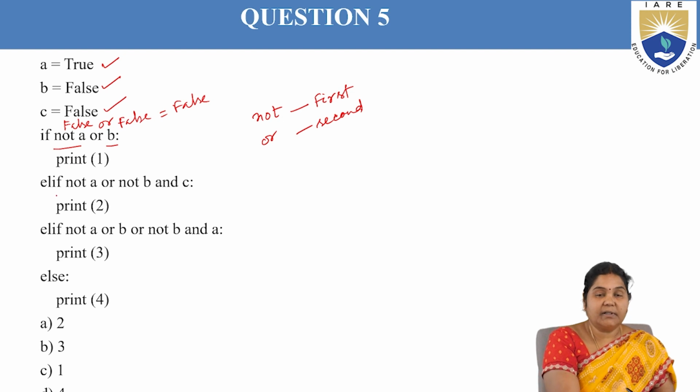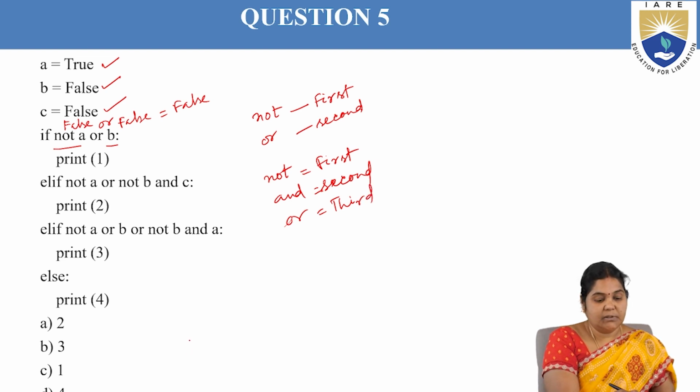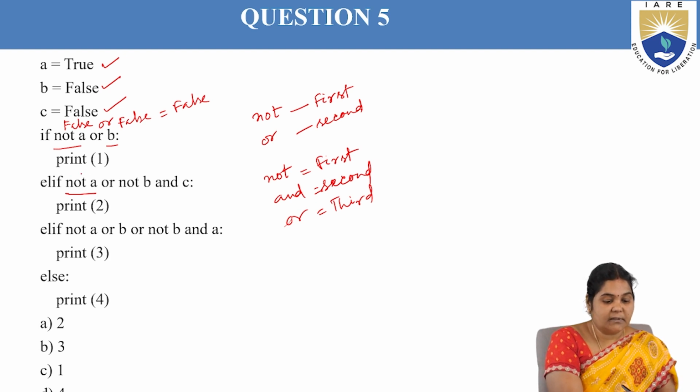Now coming to the elif statement. In this again, not, and, and or, all three logical operators are given. According to this, not will have the first priority, then and will have the second highest priority, and then or will be the third highest priority. So according to this order, it will be executed. Let us compute from not of A. A is true, so not of A is false. Not of B: B is false, so not of B is true, and C is false.